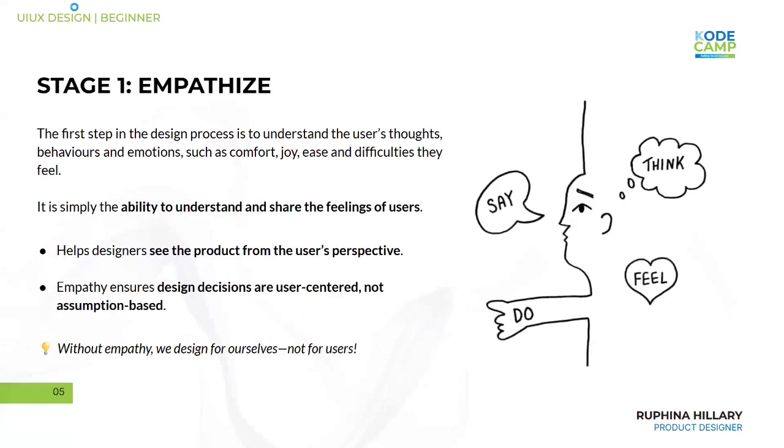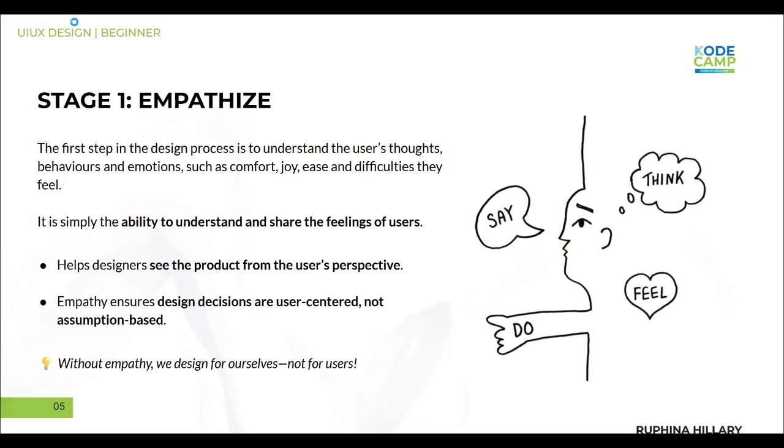So now the empathize phase, that's the stage one phase. This is the first step in the design process. It is done to understand the user's thoughts, their behaviors, their emotions, such as comfort, the joy, the ease or difficulties they feel when using an application. It could not even be an application, it could just be a difficulty they feel on their own. It's as easy as people stuck in traffic and having problems getting from one place to another. This is a very, very real problem and something that you can actually solve digitally.